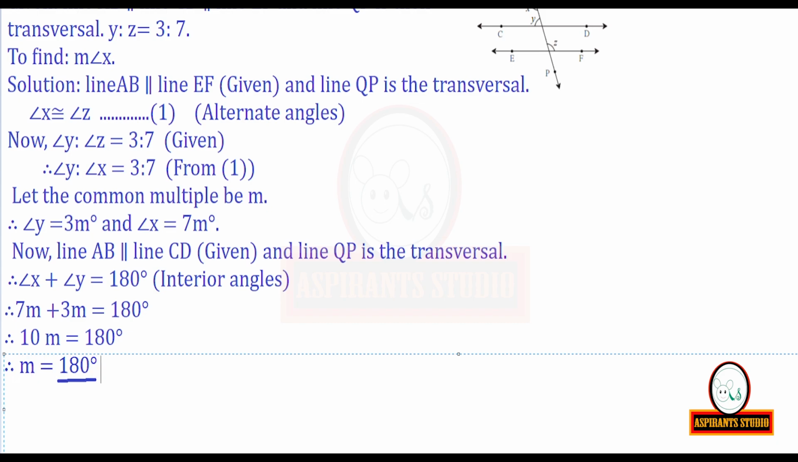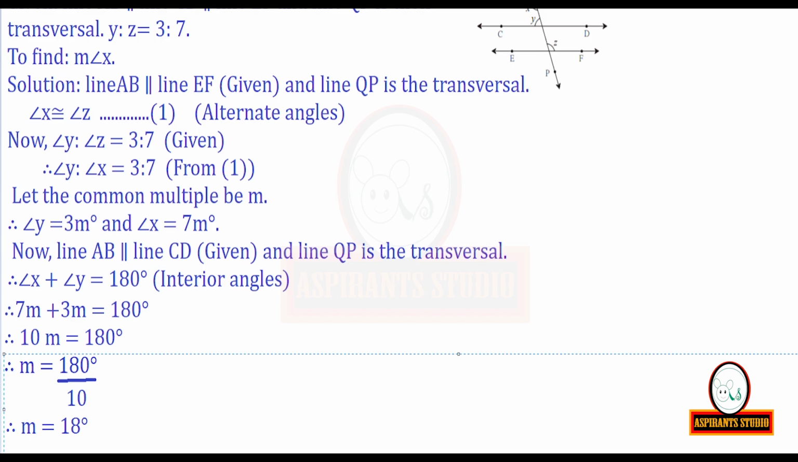10m means 10 multiplied by m. So when you are taking 10 to the other side of the equal to sign, multiplication becomes division. On the other side you already have 180 degrees. So 180 degrees divided by 10, which is 18 degrees. So m is equal to 18 degrees.